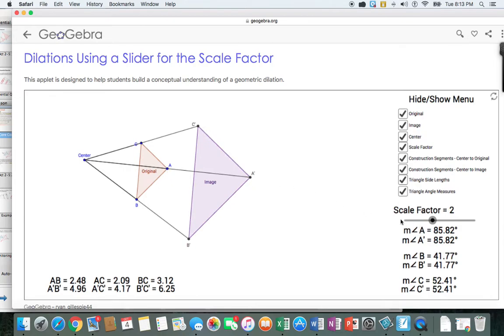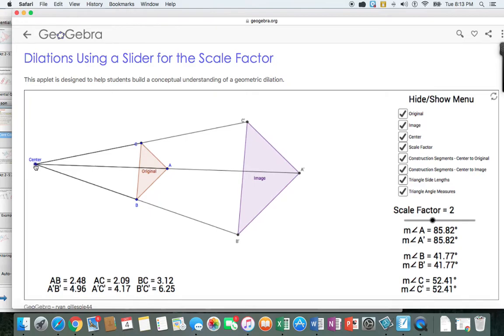Now what's interesting is when these triangles are compared, the angles from the pre-image to the image remain the same. But take a look at the lengths. The length of this side, AB, compared to A prime B prime, notice it's twice as much. So the scale factor really affects the lengths of the sides and how they correspond. Let me go ahead and change this a bit here.